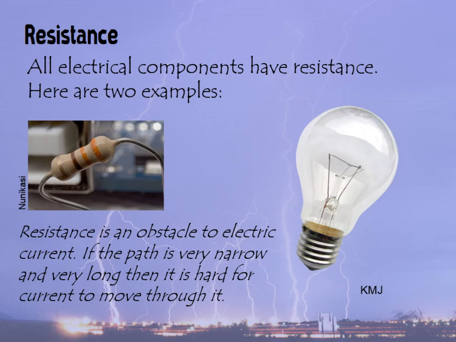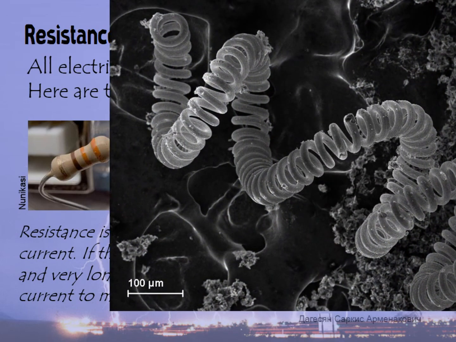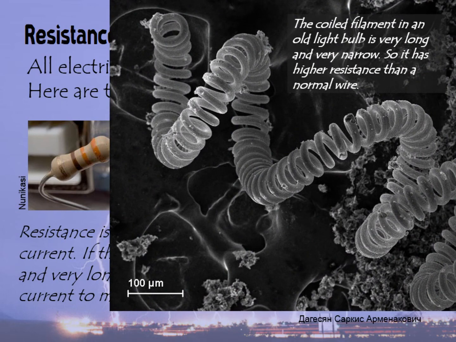So if the path is very narrow or very long, that is one way that it can make it difficult for electrons to pass through. And if we think about the old-fashioned light bulb, you can see perhaps why it was so difficult for electricity to get through that filament. It's very long and very narrow, and so it has a much higher resistance than a normal wire, and this means a lot of electrical energy is going to be burned there, and that is given off as heat and light.